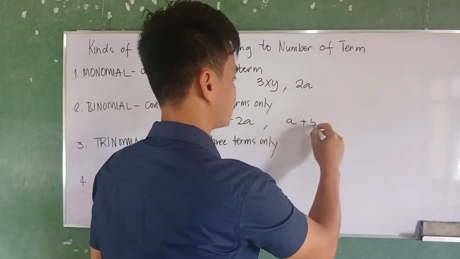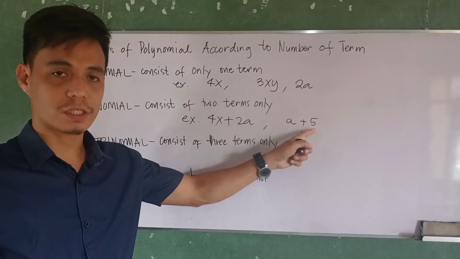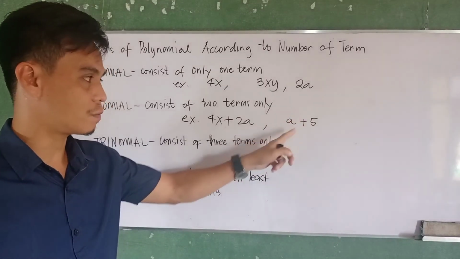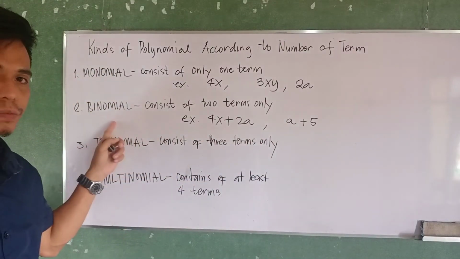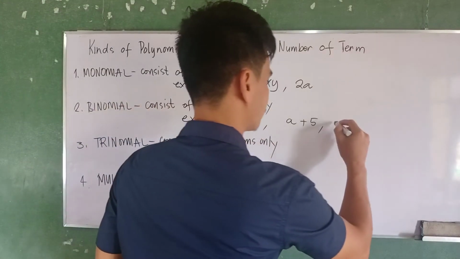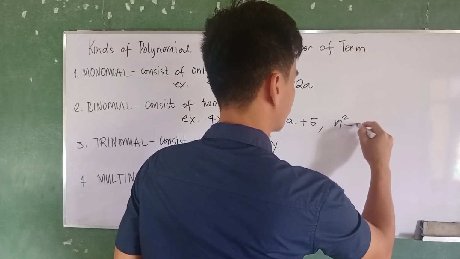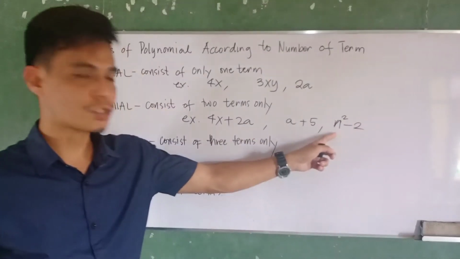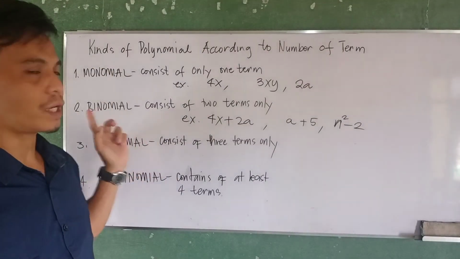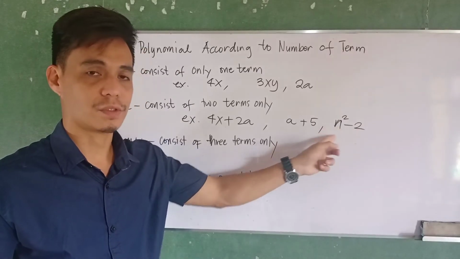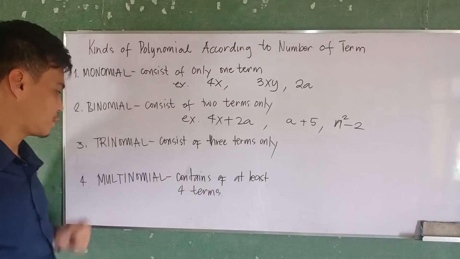A plus 5. So, a is a term and 5 is a term. So, dalawang term meron siya. Involves operation, which is addition. So, that is a binomial. N squared minus 2. N squared minus 2 is a binomial. Bakit? Meron siyang dalawang terms. Okay? Very good.